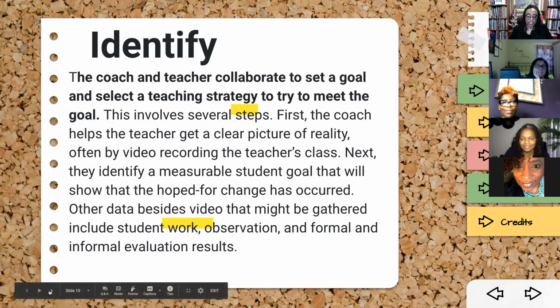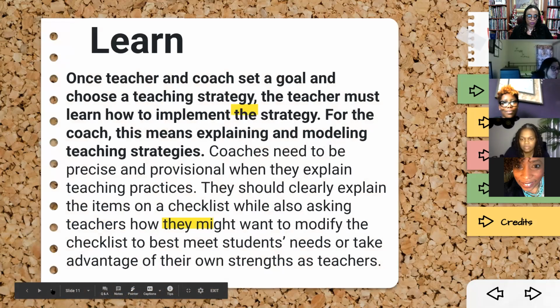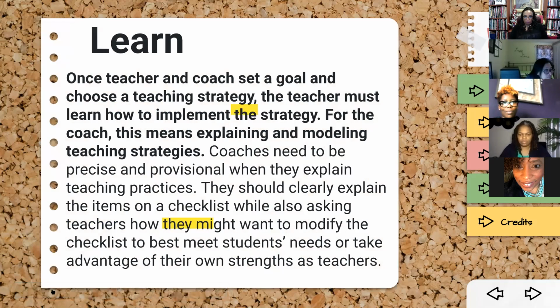So let's go to the second stage and talk a little bit about that. So now what do we learn? Once the teacher and the coach set a goal and they choose a teaching strategy, the teacher must learn how to implement that strategy. For the coach, this means explaining and modeling the teaching strategy. So I'm going to just stop there and say, anyone want to jump in? What can we do with this? Or have you experienced this yourself? Work with teachers to model and explain a strategy to them?